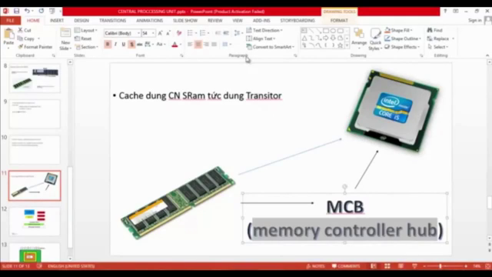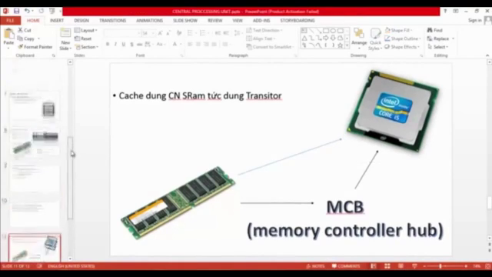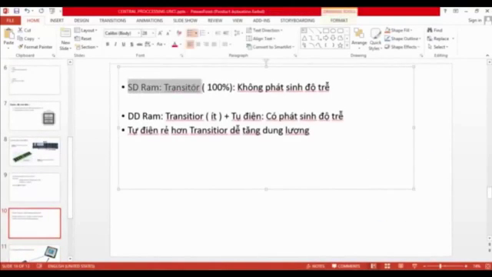Khi dữ liệu đã đưa được lên CPU rồi, thì lúc này CPU sẽ xử lý. Như các bạn thấy rồi, tốc độ xử lý của CPU rất nhanh, cho nên chúng ta không được phép có độ trễ. Chính vì không được phép có độ trễ, người ta phải sử dụng công nghệ SRAM, 100% là transistor, vì không phát sinh độ trễ. Đó là lý do vì sao RAM họ dùng tụ điện còn bộ nhớ cache của CPU họ dùng transistor. Vì transistor không có độ trễ, cho nên bắt buộc phải dùng trong CPU, bởi vì khi dữ liệu đã nằm trên CPU thì phải xử lý rất nhanh với tốc độ rất lớn và không được phát sinh độ trễ.